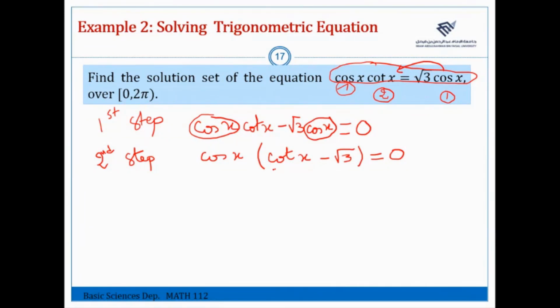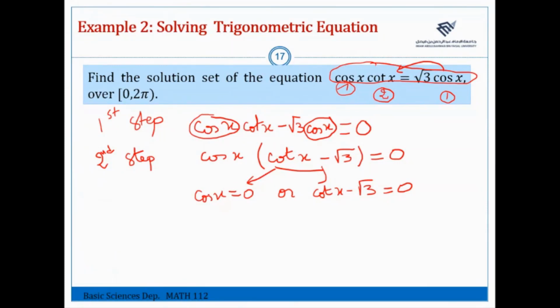What does it mean? It means that either cosine x equals 0, or cotan x minus square root of 3 equal 0, right? Product equals 0 means either the first term equals 0 or the second term equals 0. Okay? So now what do we have?